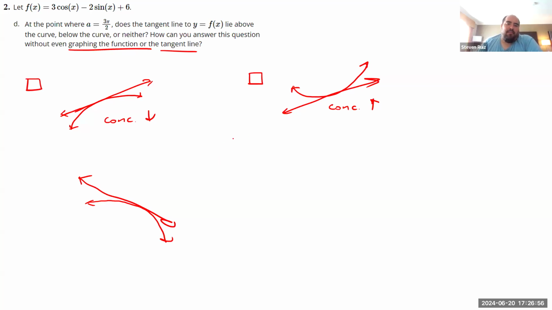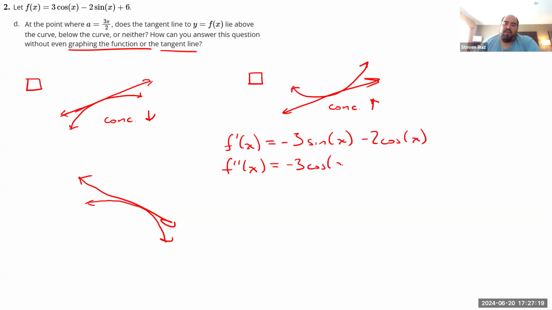So because of that, I think we can look directly at what the value of the second derivative is. So how do we get there? We have to go to the first derivative. So I'll write that down yet again. -3 sine of x minus 2 cosine of x. And then we'll take the derivative of the derivative to get f double prime of x. So it'll be -3 cosine of x plus 2 sine of x. And what's the point we care about? 3 pi over 2.